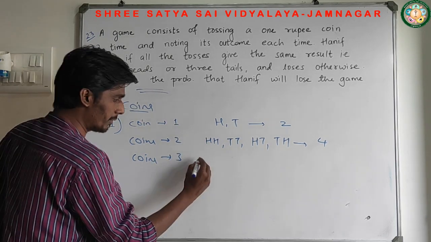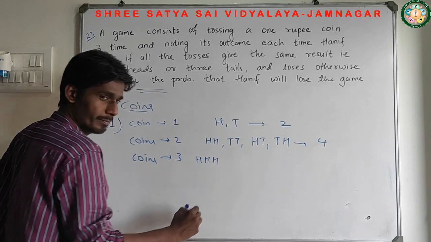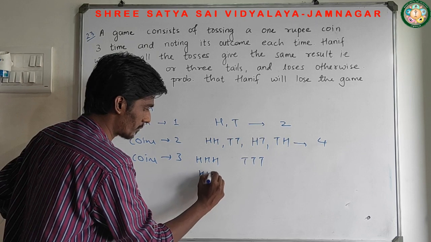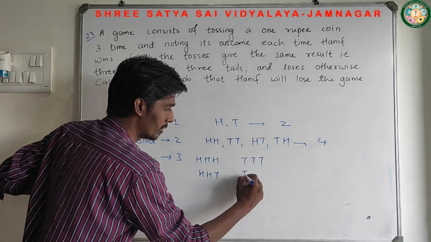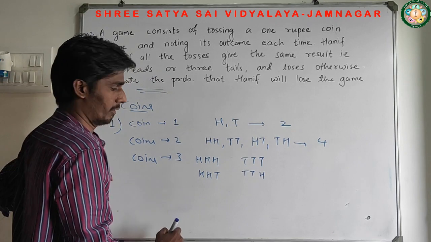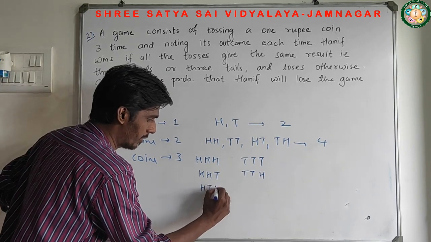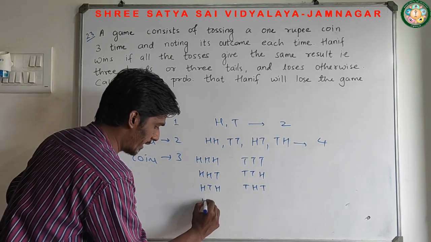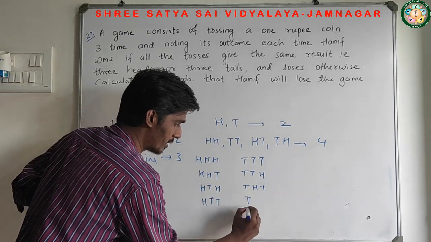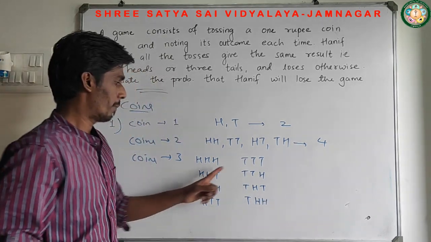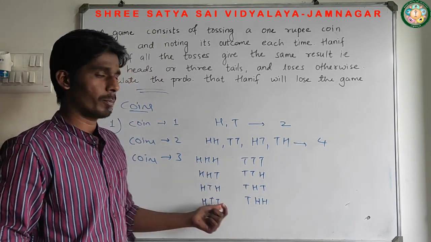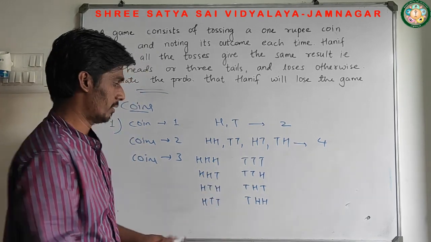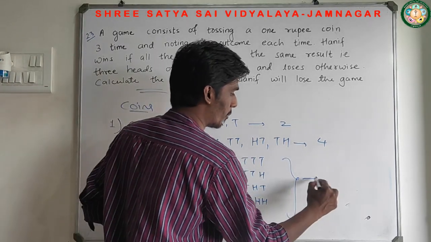Now the possible outcomes will be either head head head, and here tail tail tail. Take first 2 heads, then tail; then the opposite of this, 2 tails and 1 head. Take here head tail head, here it will be tail head tail. Only first head, then 2 tails. Here first tail, then 2 heads. By doing it this way, you are not going to miss any other condition. So 4 plus 4, how many outcomes are possible?